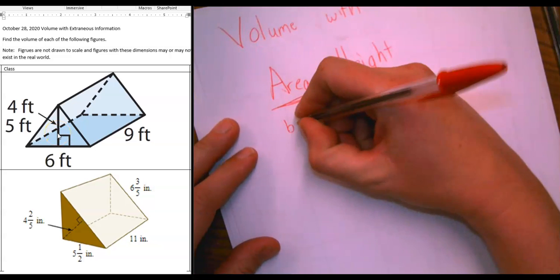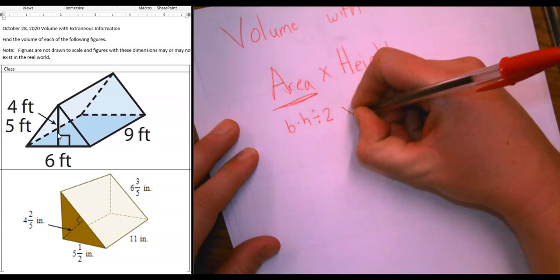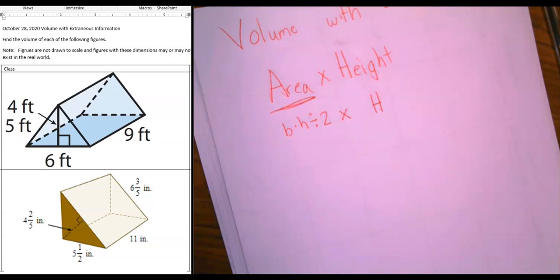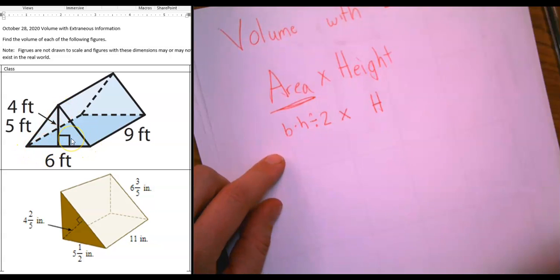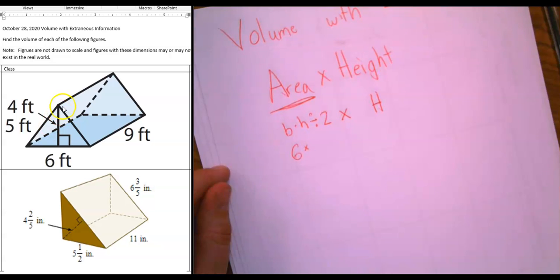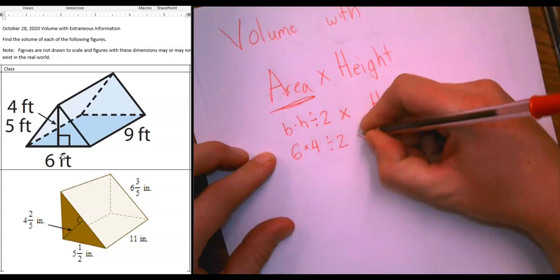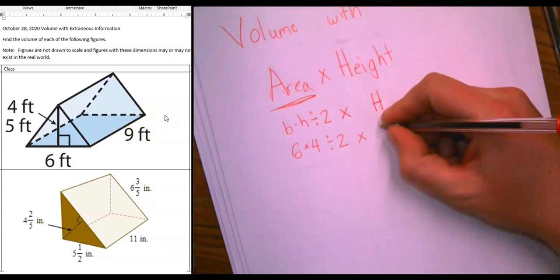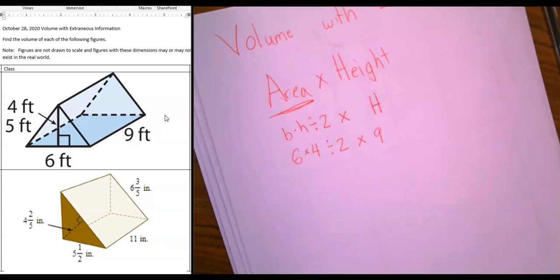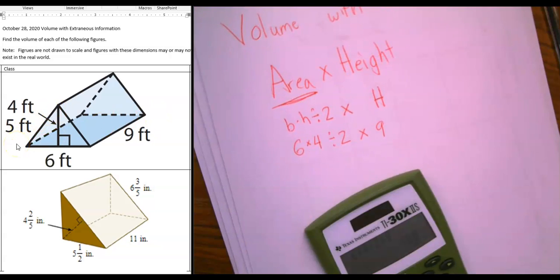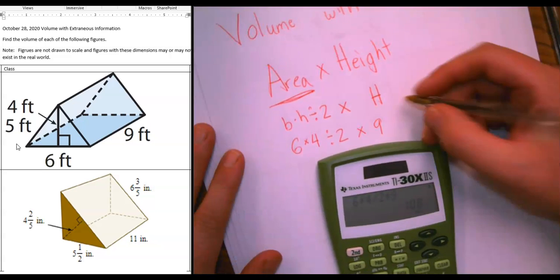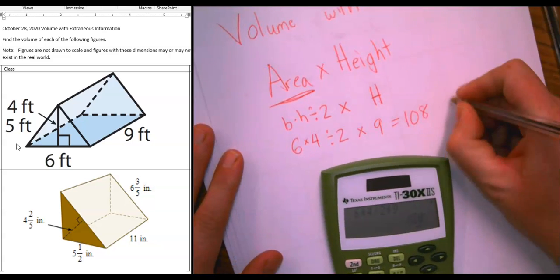So it's the base of the triangle times the height of the triangle divided by 2 times the height of the prism. So the base of the triangle is 6. The height of the triangle is 4 divided by 2 times the height of the prism. The height of the prism is 9. Now some of you might be saying, well, what about that 5? The 5 doesn't matter. It's just extra information you don't need. When I type that into my calculator, I get 108, and it's going to be feet cubed.